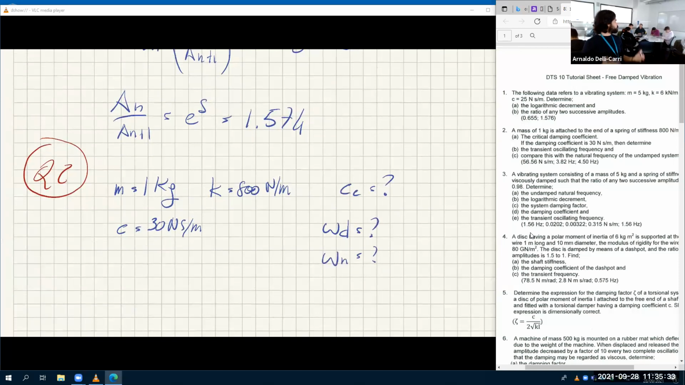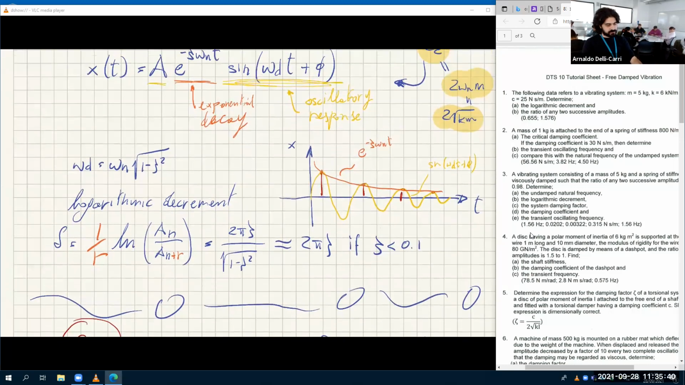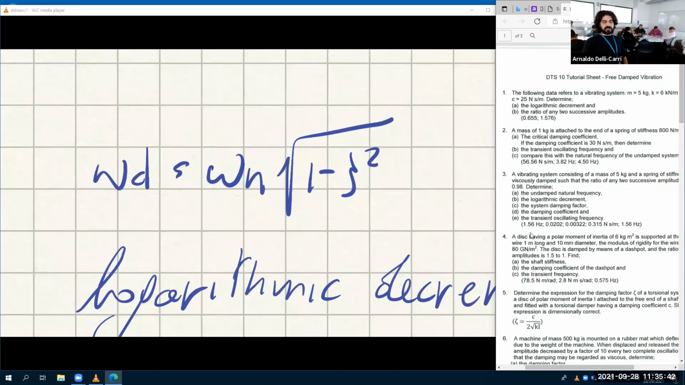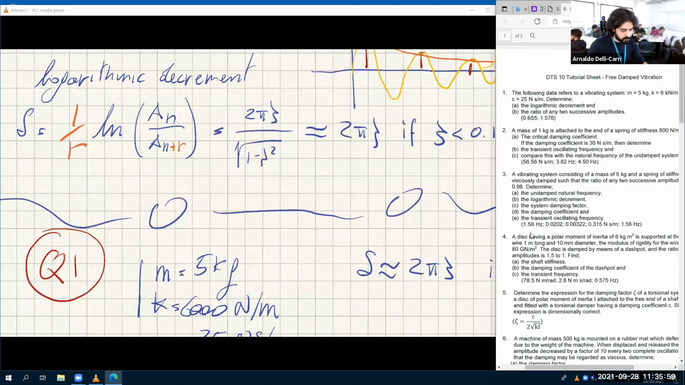We know for sure that omega D will always be smaller than omega n. Why? Because if you look at the equation, omega D is omega n times a square root. And it's always a square root of 1 minus something that is always smaller than 1 squared. So this is always strictly smaller than omega n.